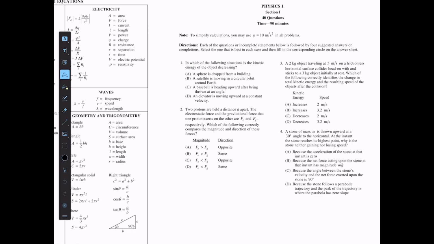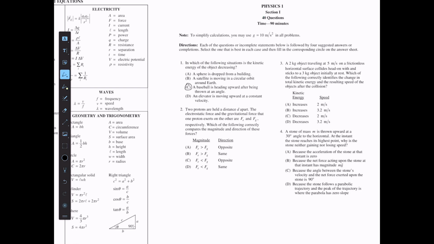No, because it's constant. Wait, hold on. No, the magnitude of the velocity isn't changing, only the direction is changing. A baseball is headed upward after being thrown at an angle. Yeah, that's true, because gravity is slowing the baseball down, so the speed is decreasing. This one we can skip because it's electricity.